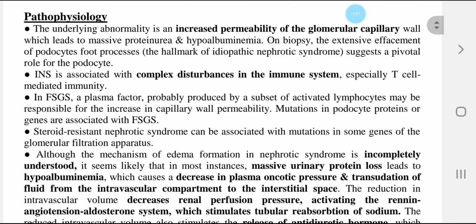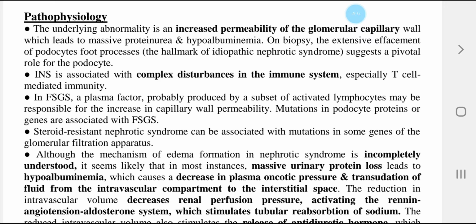Pathophysiology of nephrotic syndrome. The underlying abnormality is an increased permeability of the glomerular capillary wall, which leads to massive proteinuria and hypoalbuminemia. On biopsy, the extensive effacement of podocyte foot processes, the hallmark of idiopathic nephrotic syndrome, suggests a pivotal role for the podocytes.